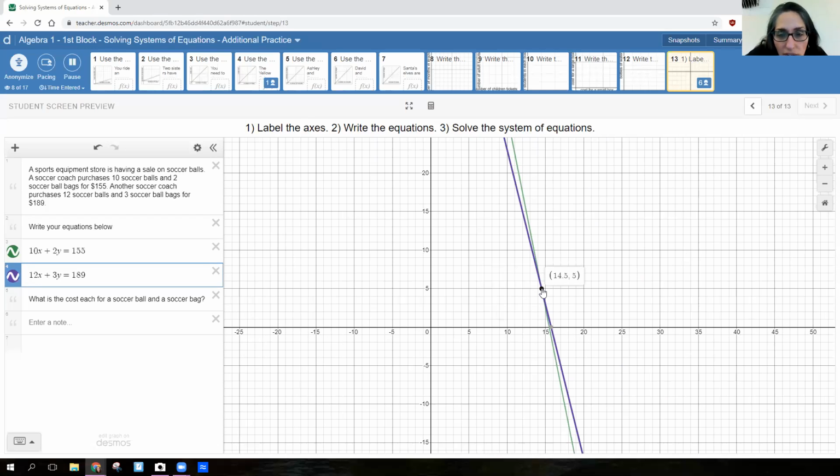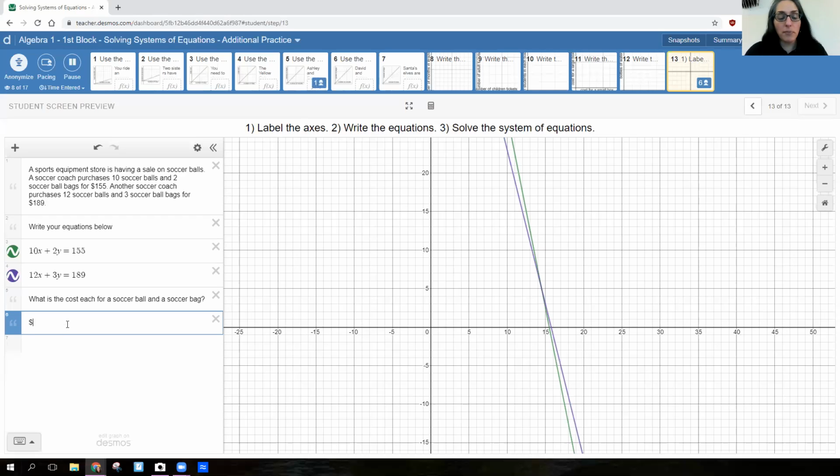It looks like you all are getting that too, from what I can see on your screens. Yeah, they were so skinny, it's hard to find them. Okay, so 14.5 means it costs $14.50 for a soccer ball. And the other point there, the 5, it costs $5 for a soccer ball bag.